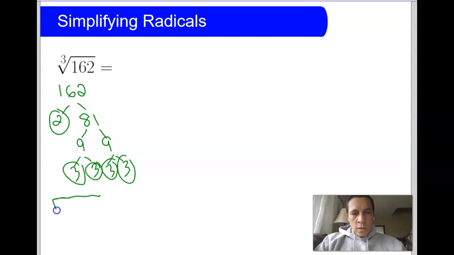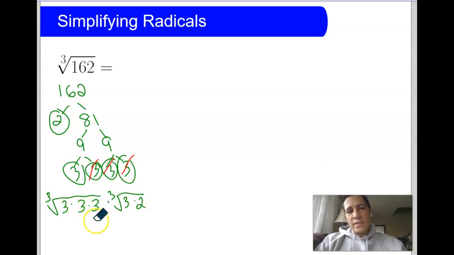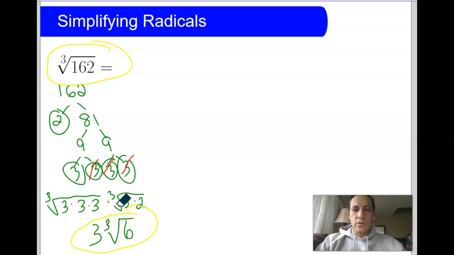So the cube root of 3 times 3 times 3 times the cube root, and what are my leftover factors? Well, I used 3 of these 3's, so it's going to be the cube root of 3 times 2. The cube root of 3 times 3 times 3, that's just 3 times the cube root of 6. And again, these two expressions are equal to each other. It's just the bottom one's the simplified one.